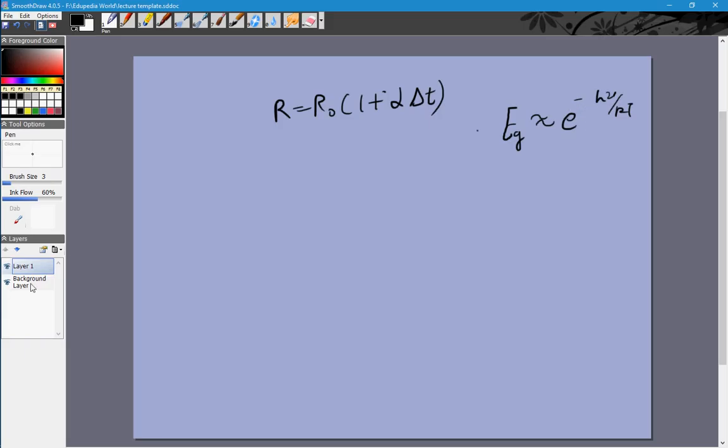So for copper, it's linear because it's a metal. For undoped silicon, it will be exponential, right? For all semiconductors, it's exponential.